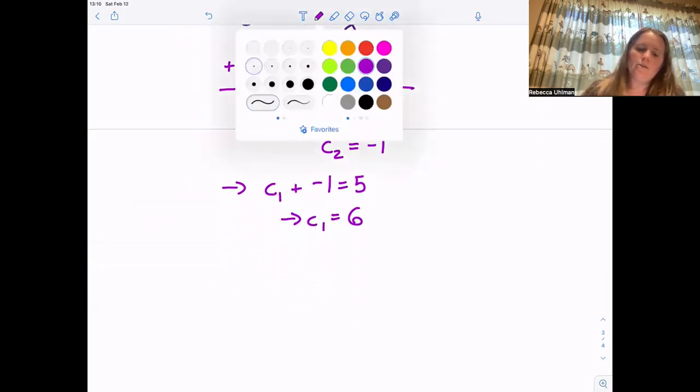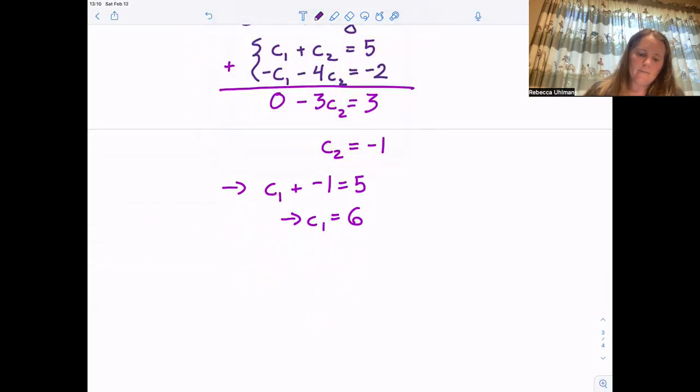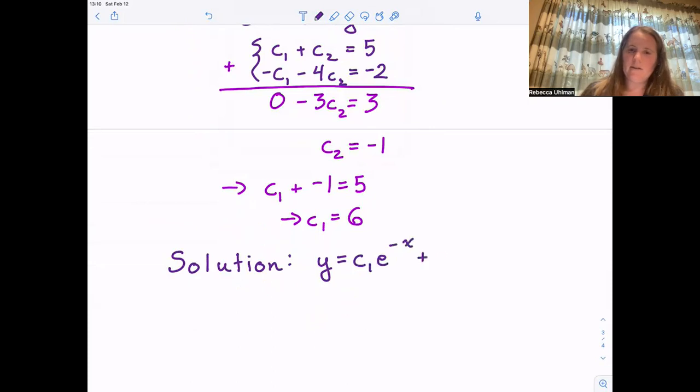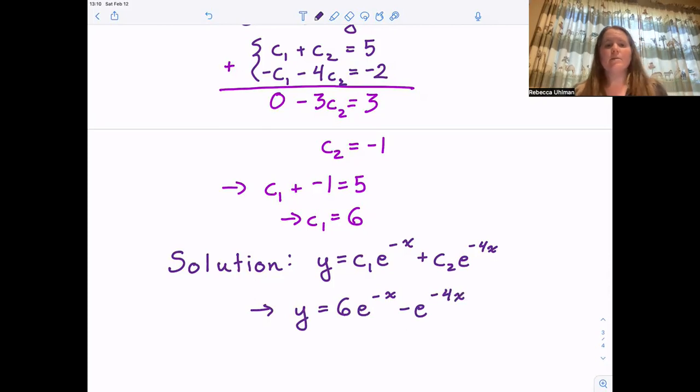So for our final solution, we plug those back in. We had y equal to c1 e to the -x plus c2 e to the -4x. We therefore get y is equal to 6 e to the -x minus e to the -4x. So this is solving a second order IVP if we already know sort of two special solutions.